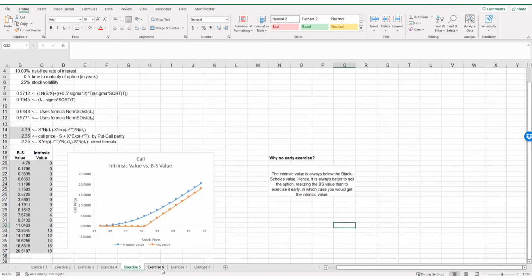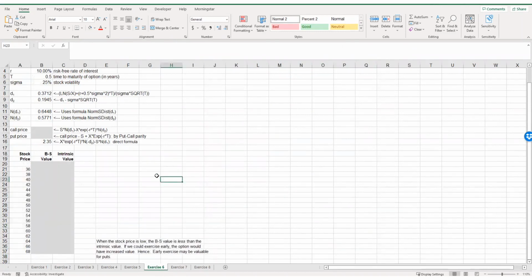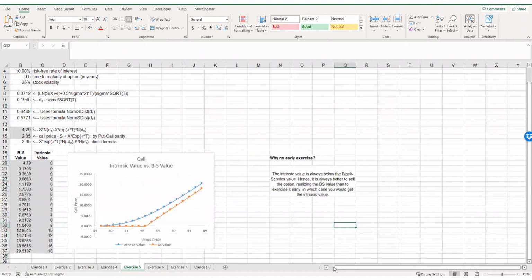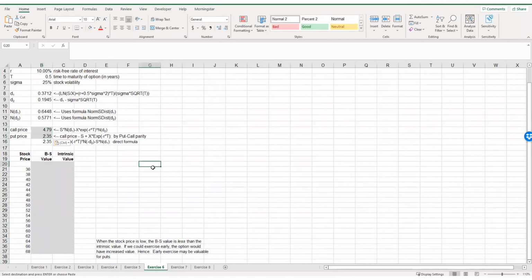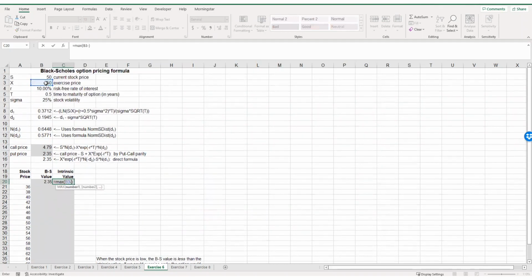And moving to the next one, exercise 6. So this time you want to look at the put option prices. All the parameters will be the same. I will just copy the parameters here. Now, the data table will be targeting the put price equal to the put price here. And this will be the max between exercise price subtracting stock price.